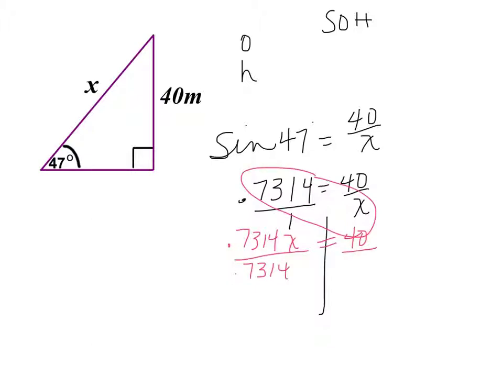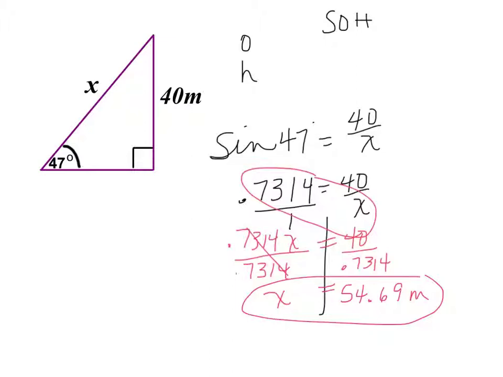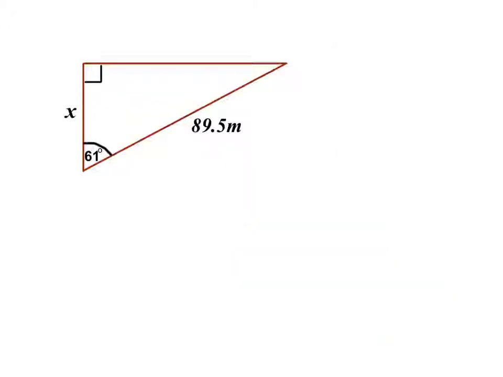Now, take a guess what the hypotenuse has to be. You know for a fact it has to be more than a certain number, because the two legs, first of all, have to be smaller than the hypotenuse. And since one of the legs is 40, we know it has to be larger than 40. And x is equal to 54.69 meters. Do a few more, and then we'll be done.